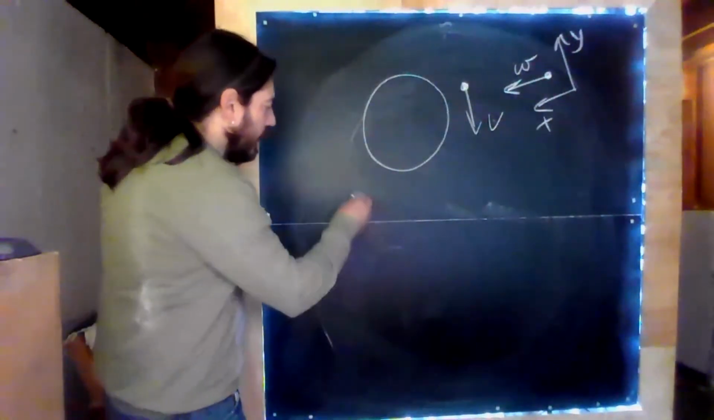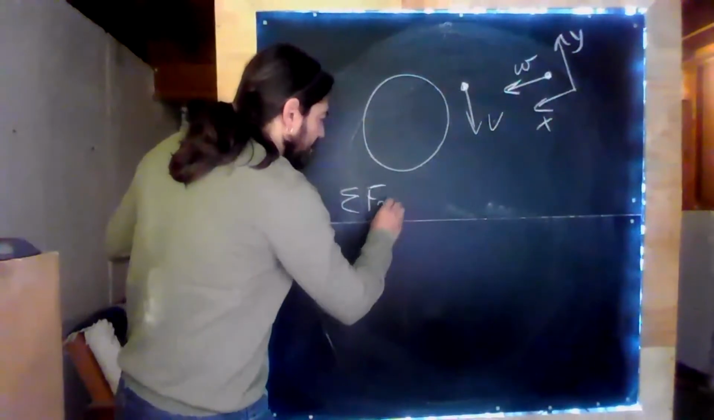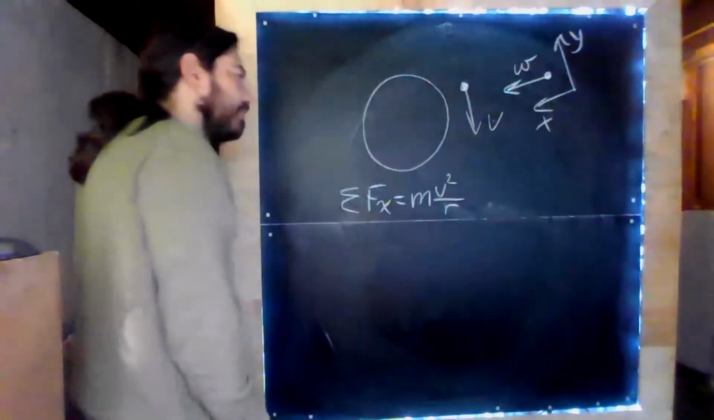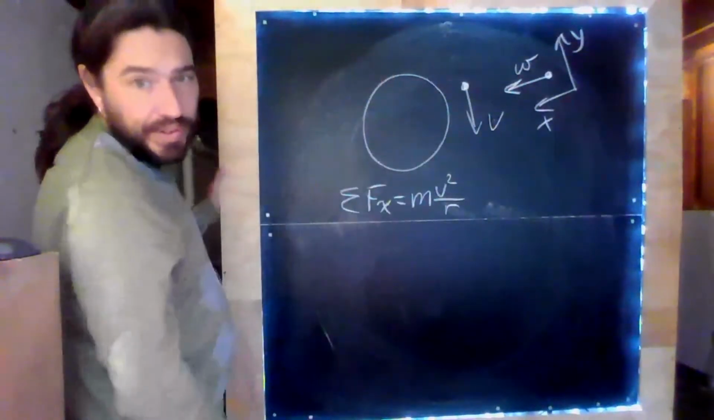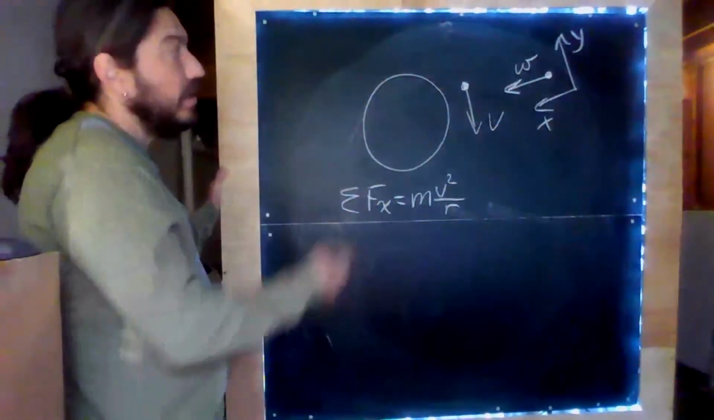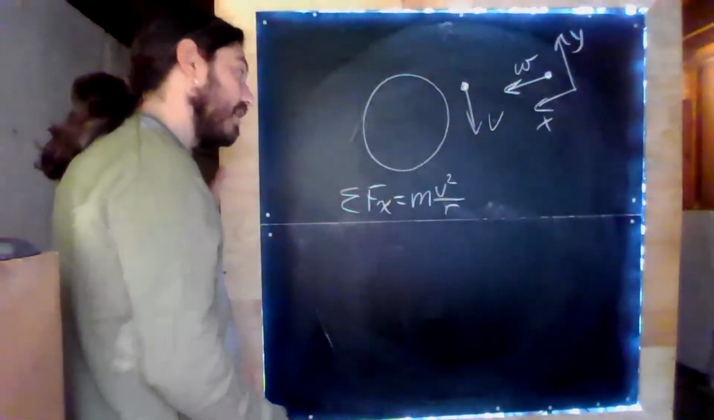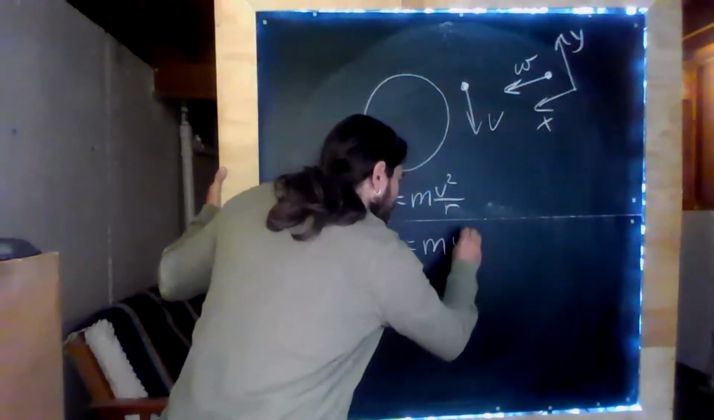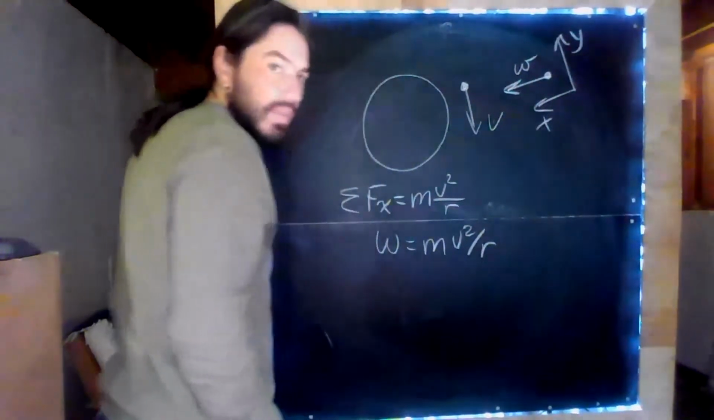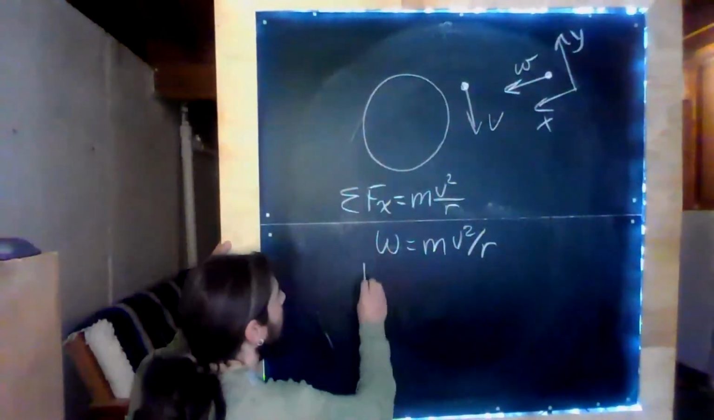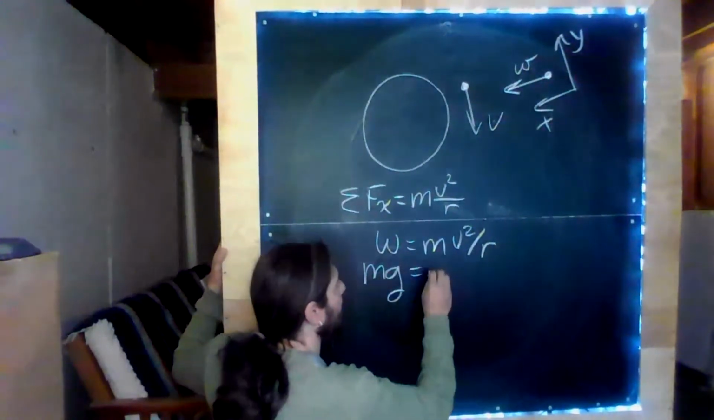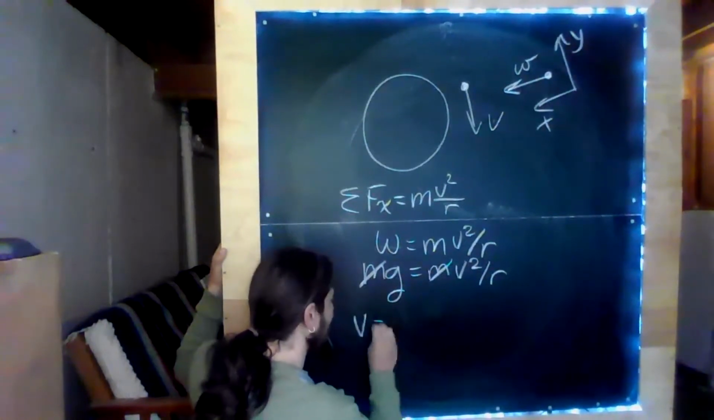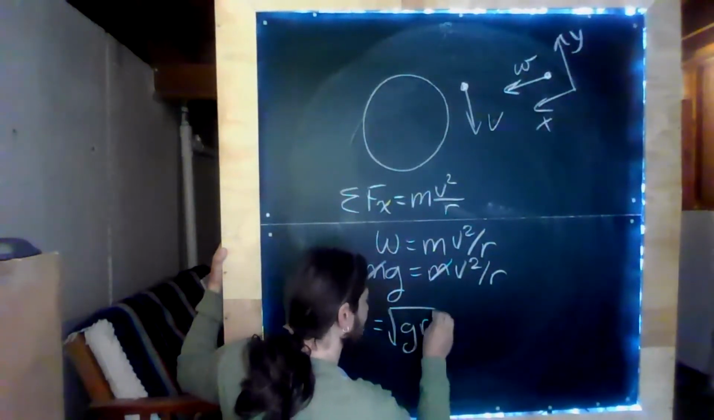And so now we can do sum of the forces in the x direction equals mv squared over r. There's only one force on this rock. It's in free fall, right? And that's its weight. So let's go ahead and see what we get there. So this is just w equals mv squared over r. Moving along, mg equals mv squared over r. Cancel, cancel. And we see that v equals the square root of g times r.